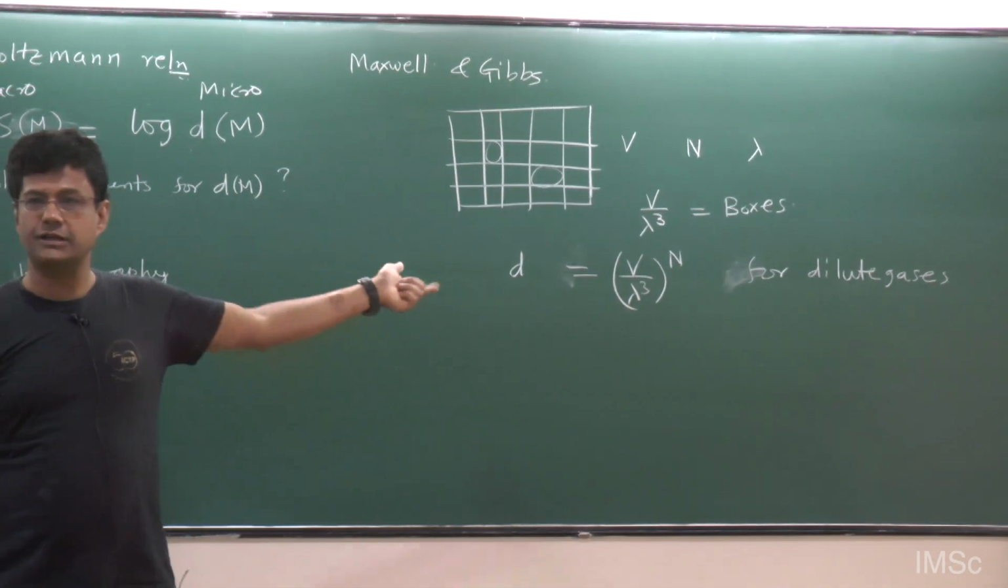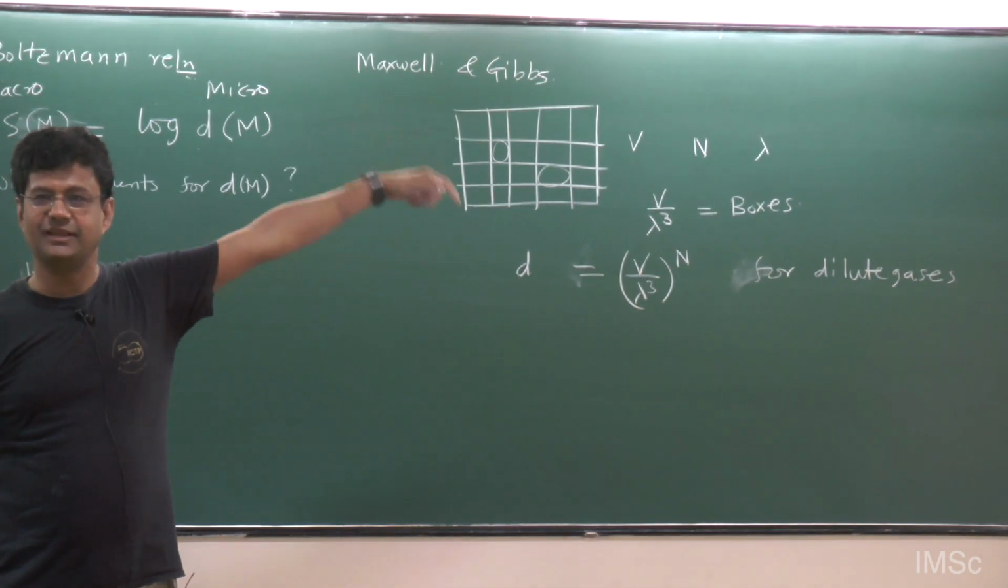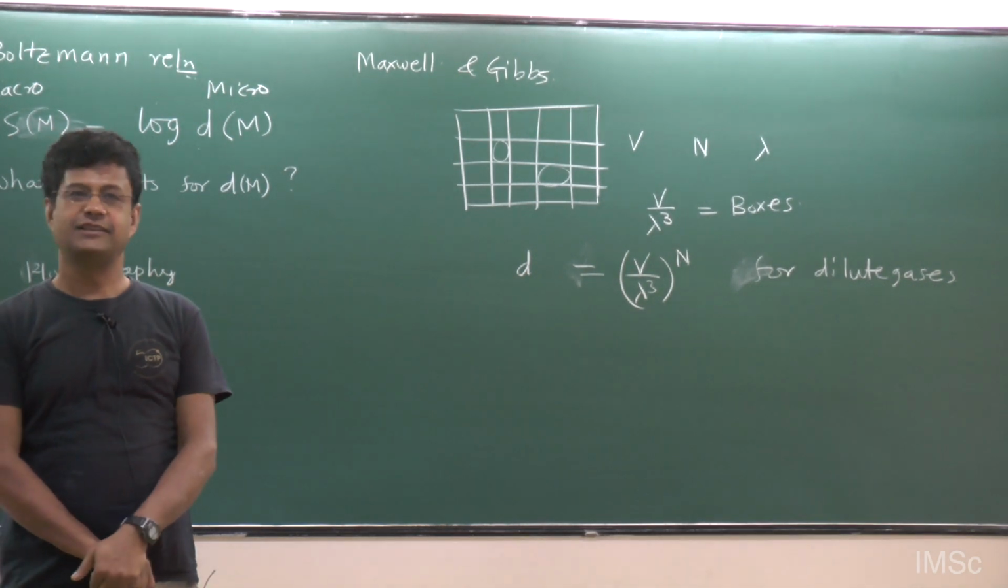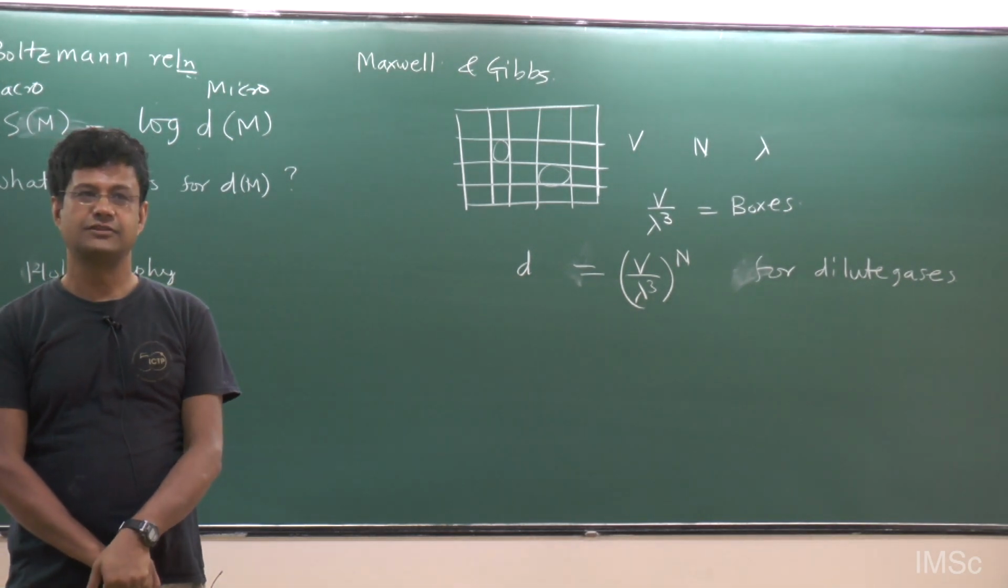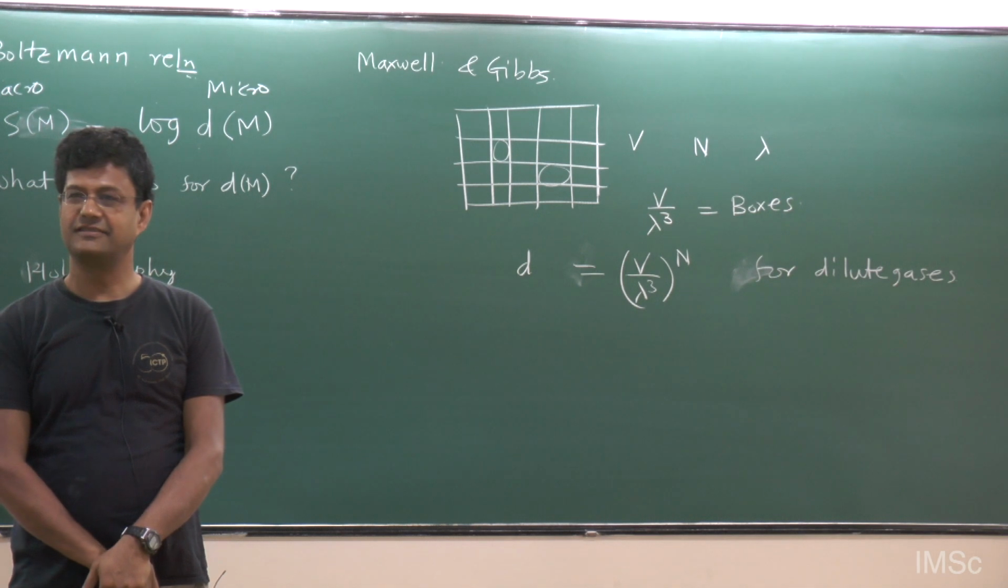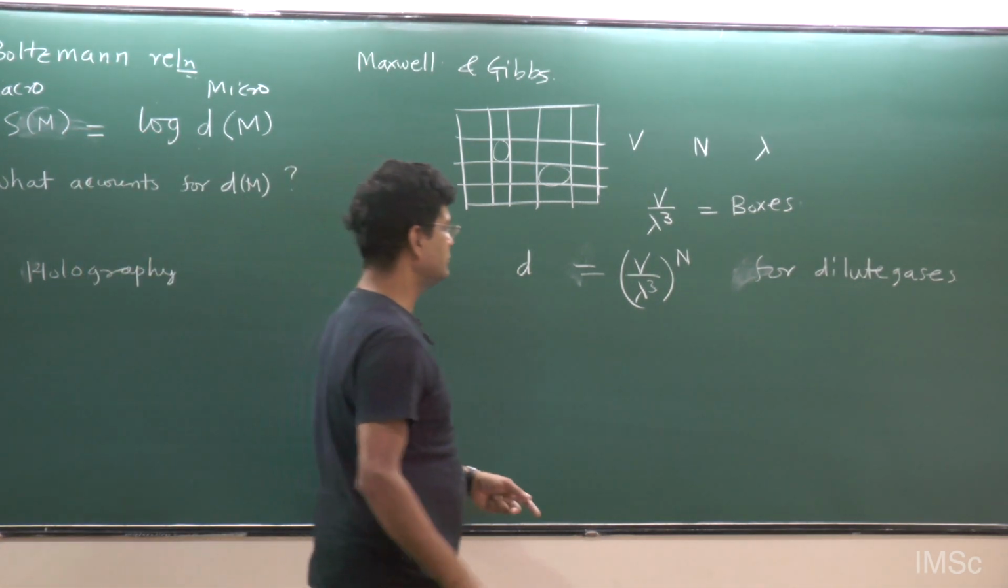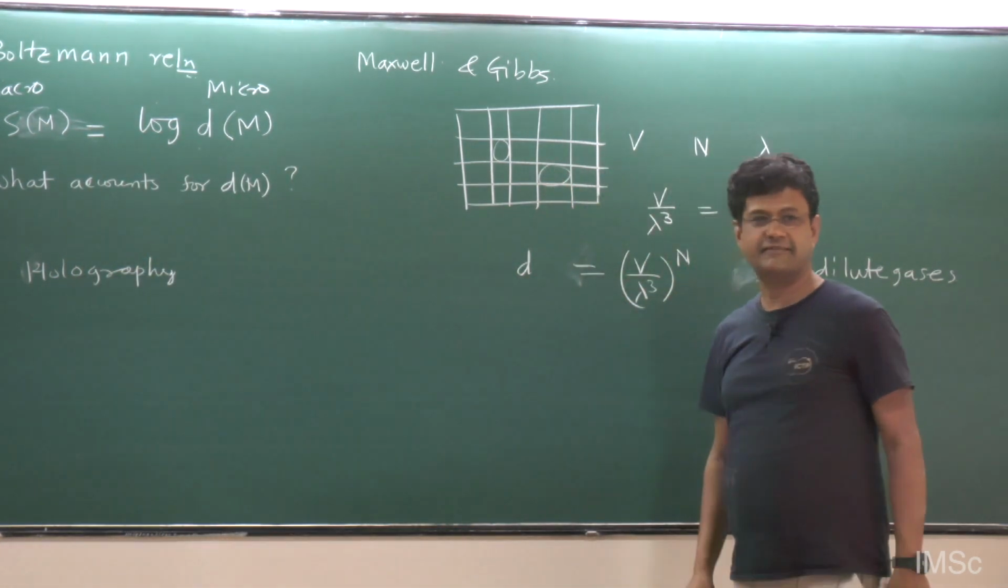But you know that this formula is wrong. And this you must have studied in your statistical mechanics course, the famous Gibbs paradox. Why is this formula wrong? Because the particles are identical.